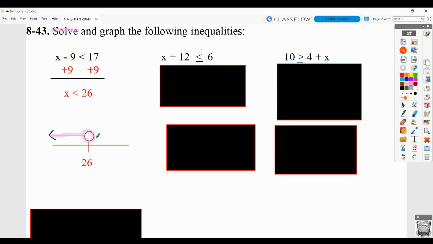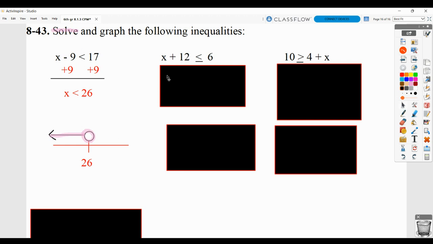And remember, the reason we're having an open circle is because x cannot be equal to 26, only less than 26. If we'd had an equal to sign right here, less than or equal to, then this circle would have been filled in and it would be solid because x could be equal to 26 or less than 26. But since we don't have that, this is our correct graph.